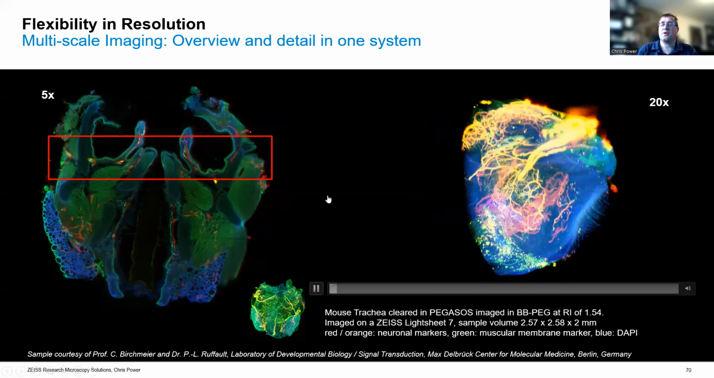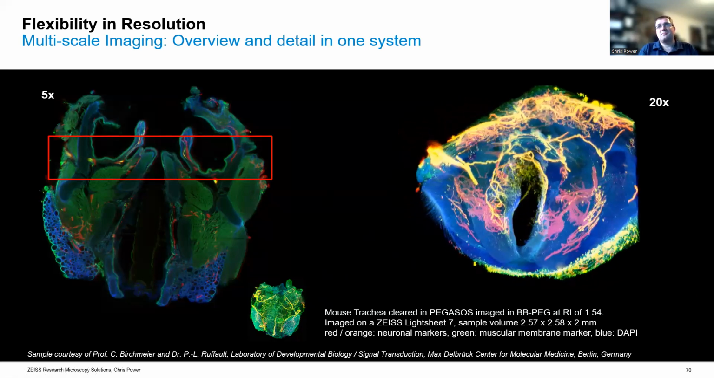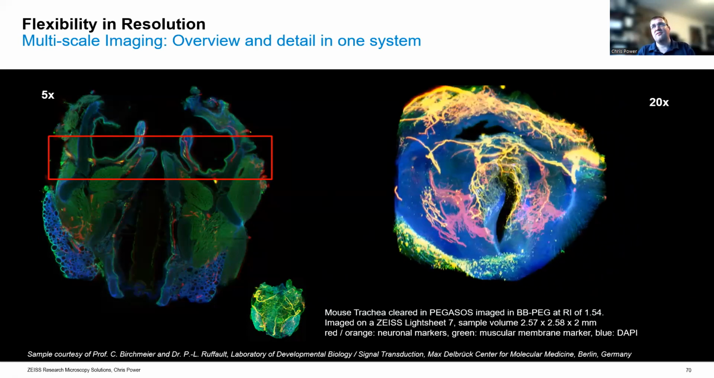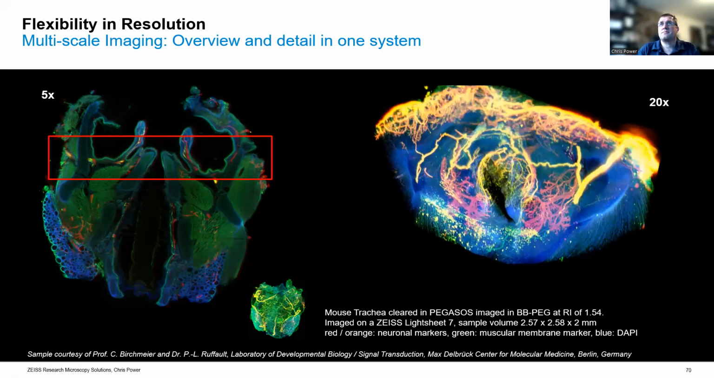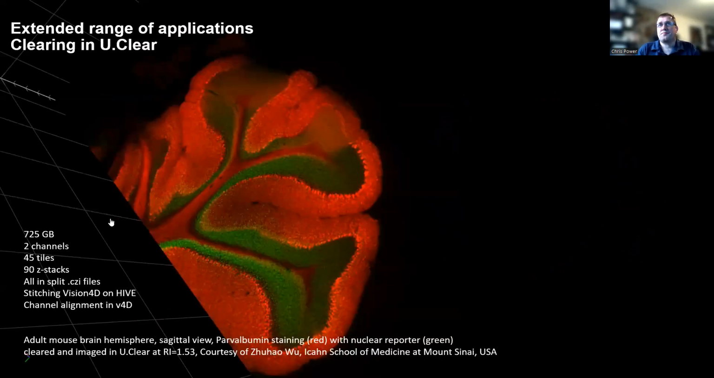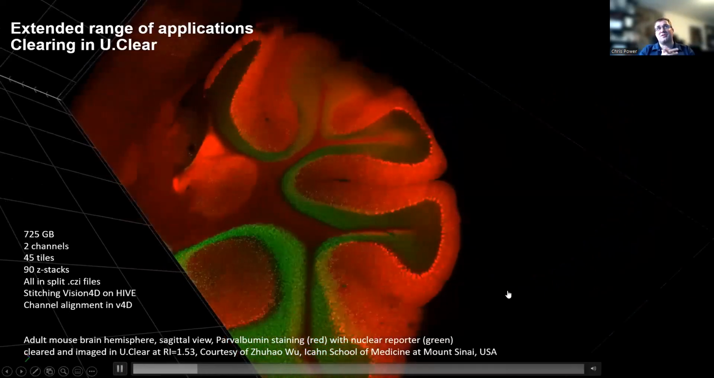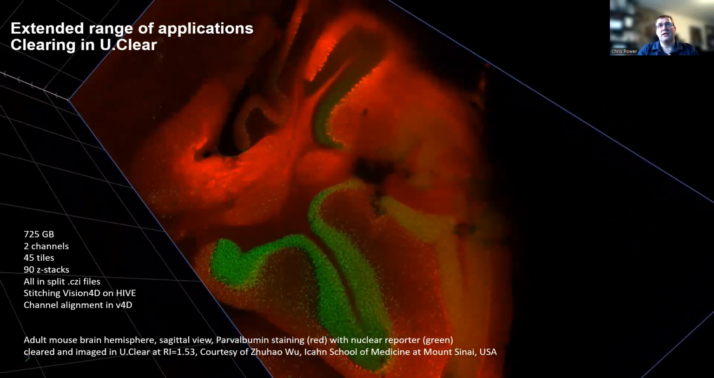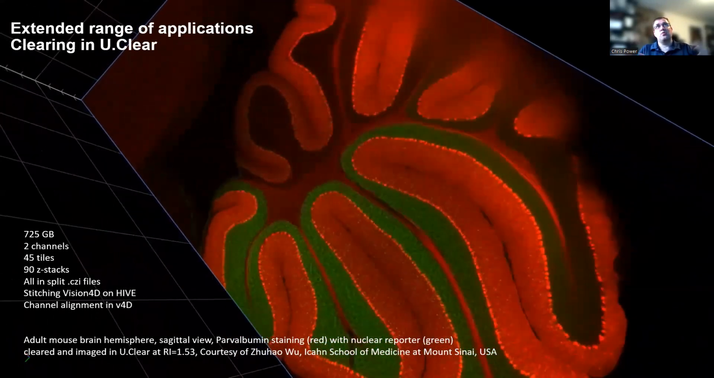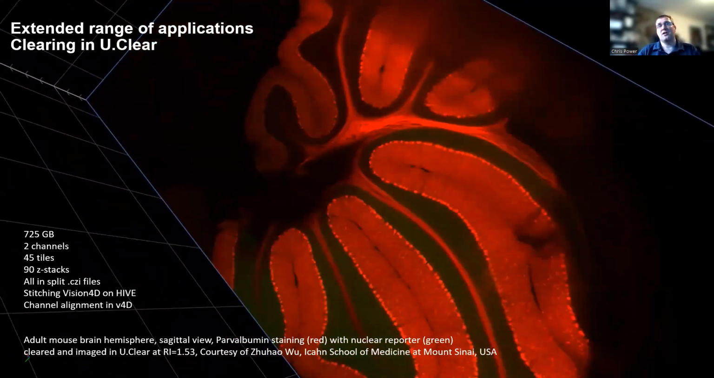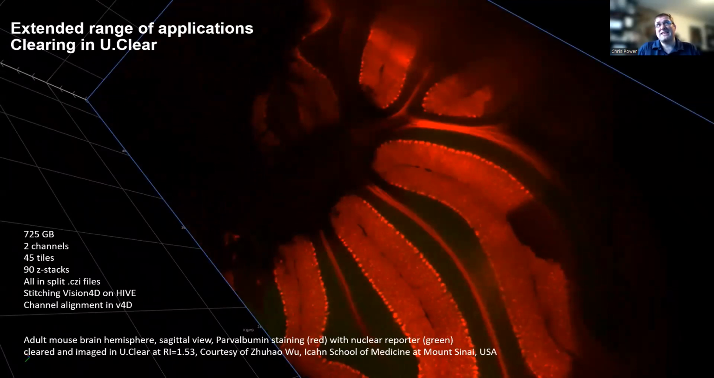Here we see again a mouse trachea image with clearing, both with a 5x and then with a 20x. With cleared samples, the data can get quite big and quite quickly. This one is 725 gigabytes. It depends on how big an area, what the resolution is, whether you want to tile or not. The biggest data set, I think, taken on a Lightsheet is 42 terabytes, which was an entire brain at Nyquist, so you could see every part of every neuron.